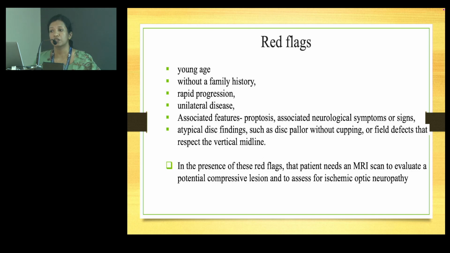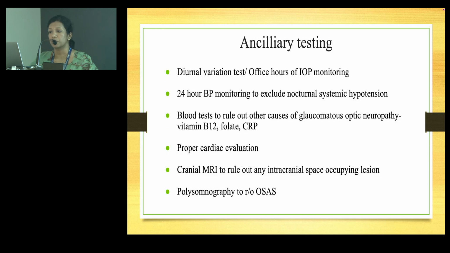Then the red flags include younger age or patients without a family history, rapid progression, unilateral disease, associated features like proptosis, other neurological symptoms, atypical findings like disc pallor. In these patients, you have to go for an MRI to evaluate the potential compressive lesion and to assess for ischemic optic neuropathy. Other testing measures are diurnal variation, 24-hour monitoring, BP monitoring, blood tests to rule out the secondary causes like vitamin B12. Proper cardiac evaluation should be done.